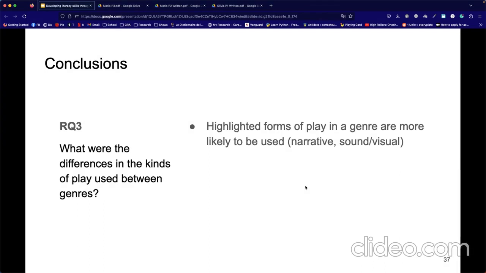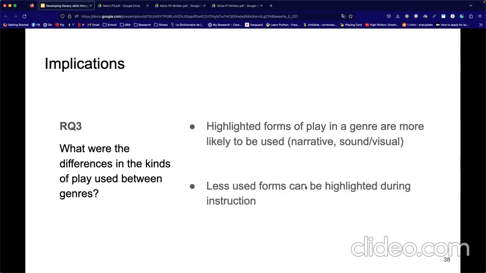Finally, differences in the kinds of play used between genres. The highlighted forms of play in a genre are more likely to be used. This is obvious, but narrative play is more likely to be used in a narrative genre. Sound and visual play is more likely to be highlighted in a video genre, that kind of thing. So less used forms can be highlighted during instruction if this is going to be used in the classroom.